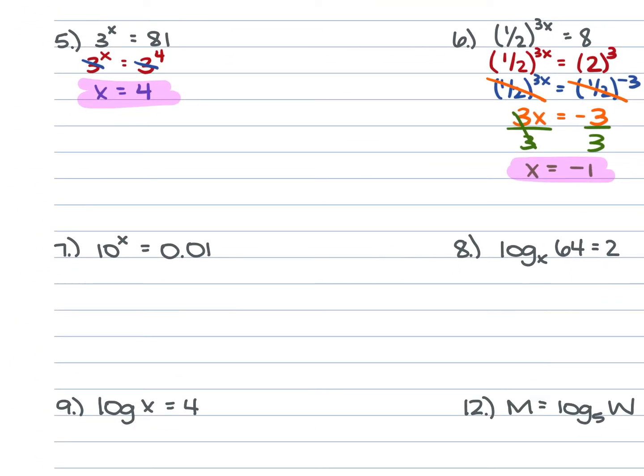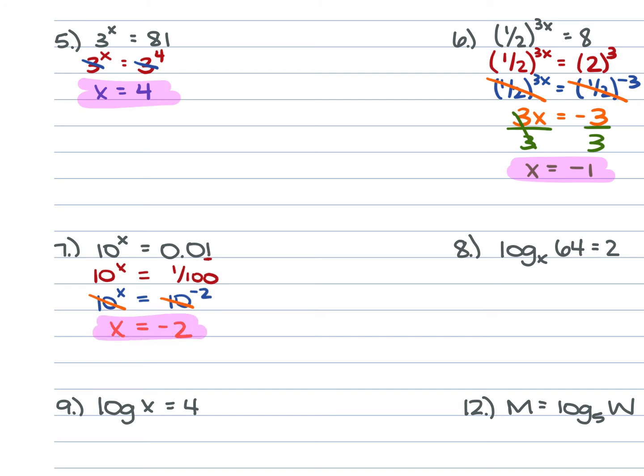For number 7, we have 10 to the power of x is equal to 0.01. This 1 that we have in our decimal is in the hundredths place value. So this is the same exact thing as saying 10 to the power of x is equal to 1 over 100. That 1 over 100 is the same exact thing as saying 10 to the power of x is equal to 10 to the power of -2. So your bases are the same. So we're just going to work with x is equal to -2. That x is solved for here.